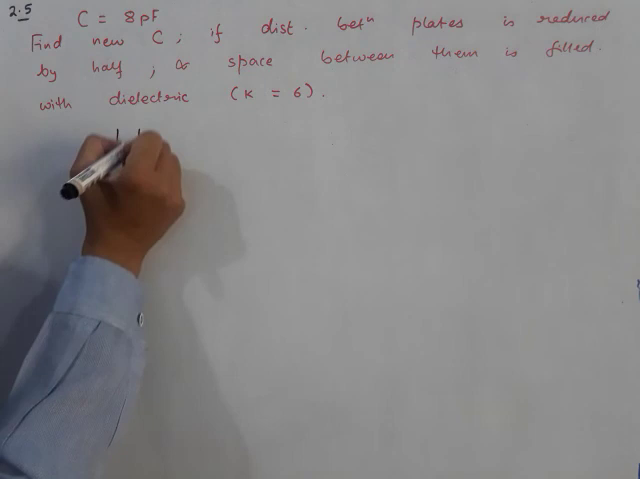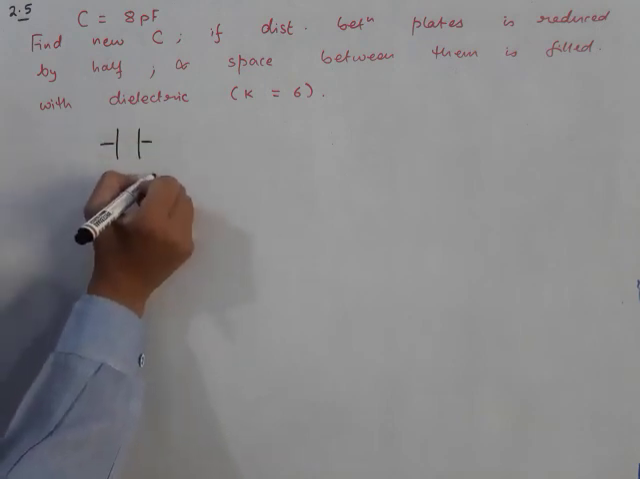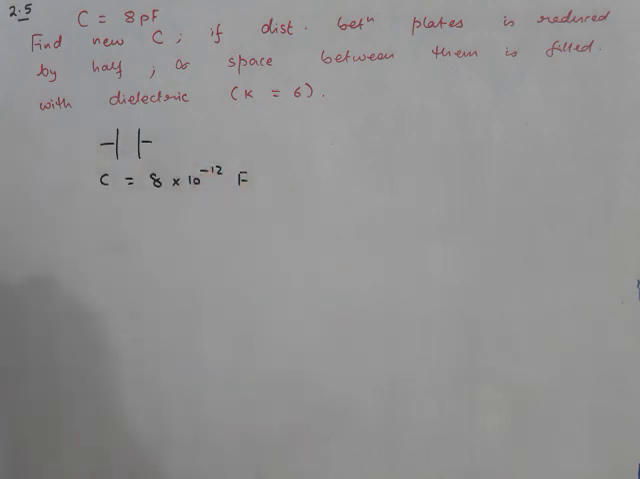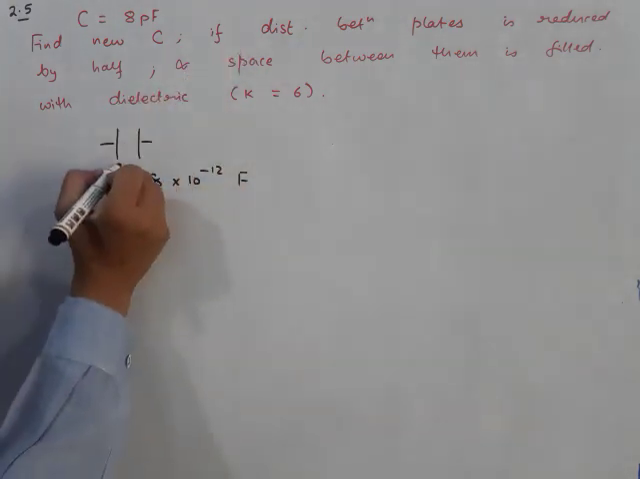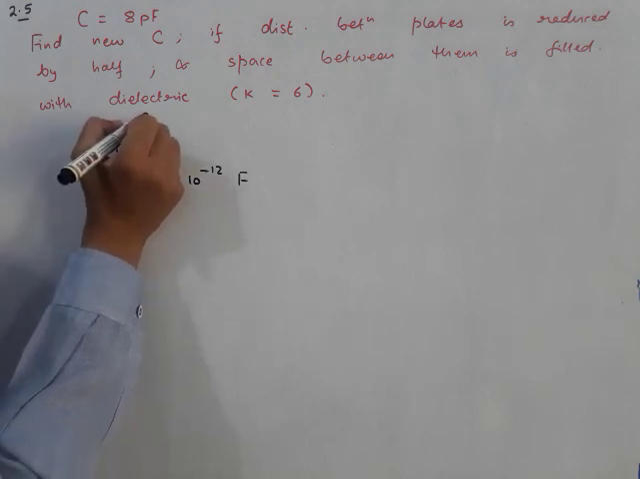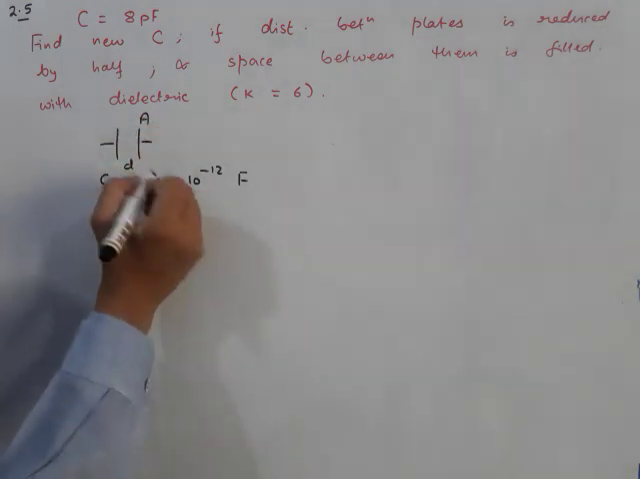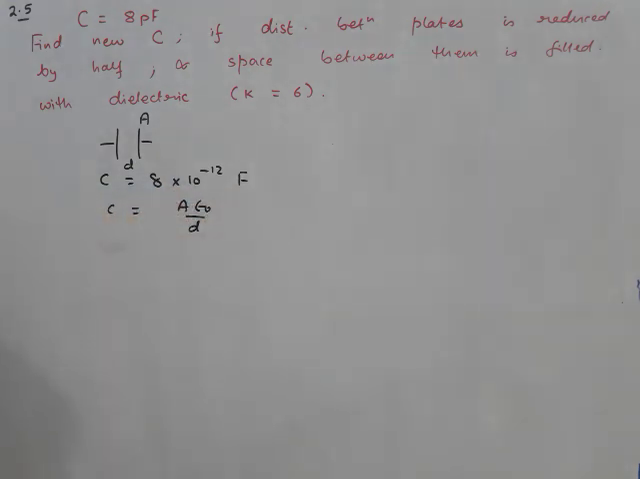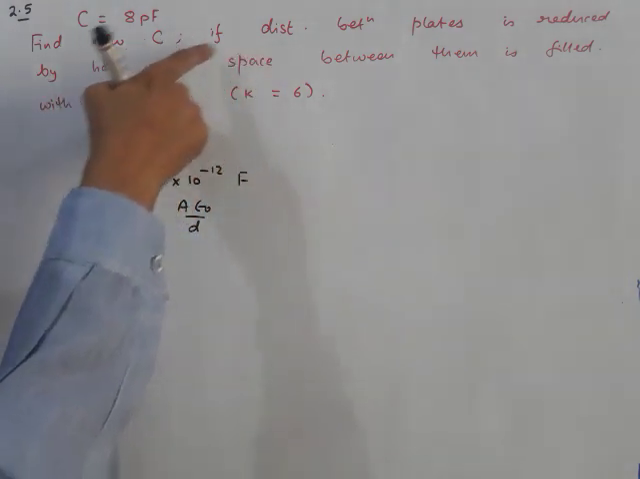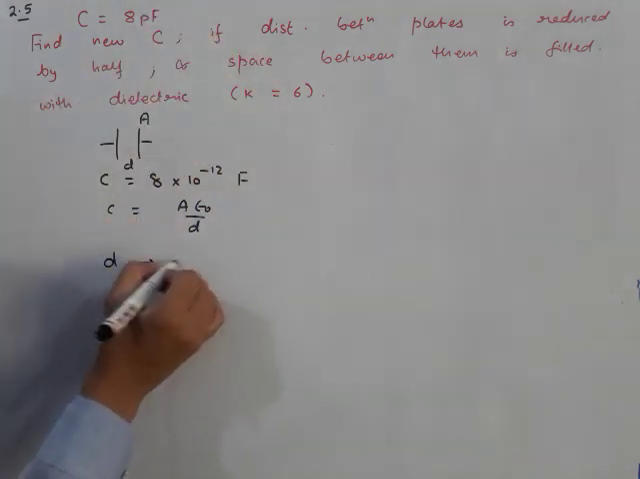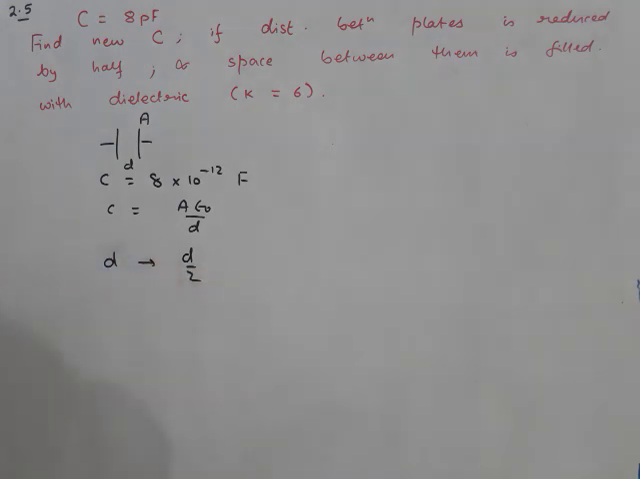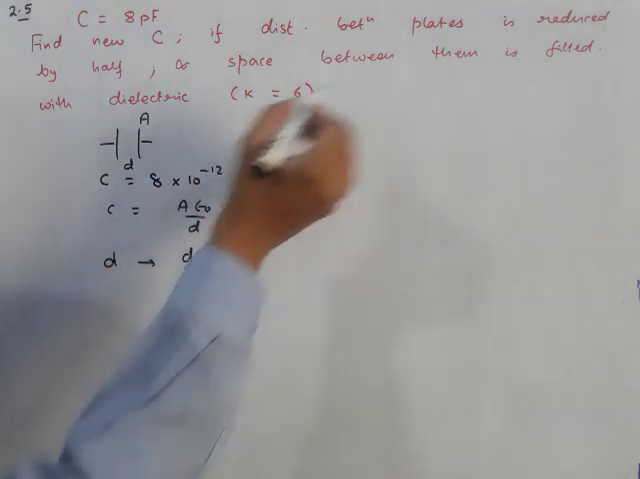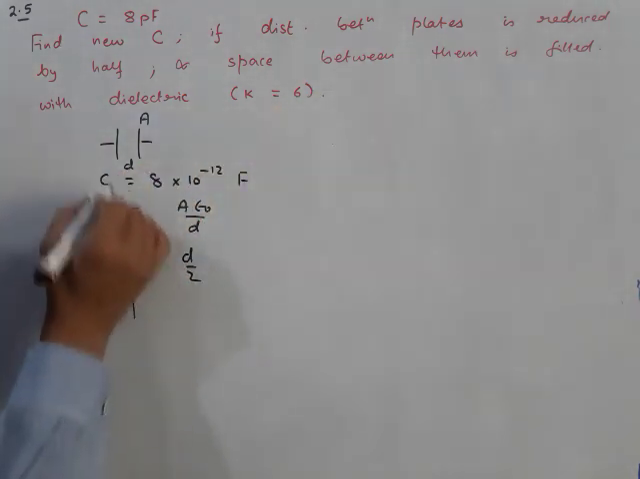See, initially we had a capacitor whose capacitance was 8 picofarad, that means 8 into 10 to the power minus 12 farad. Now suppose the separation is D and the area of the plates of the capacitor is A. Then the formula was C equals A epsilon naught upon D. Now it is given in the question that the distance D is reduced to half, so D becomes D by 2, and the space between the plates is filled with a dielectric.